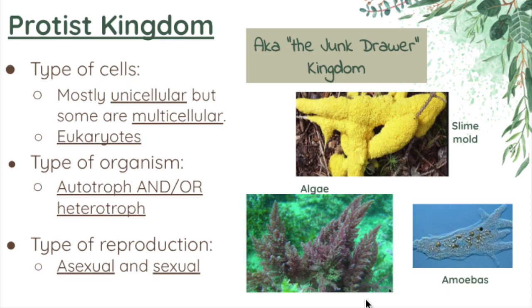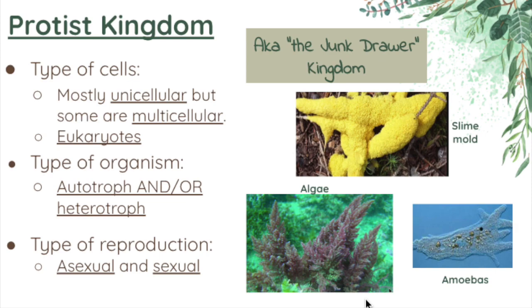They can be autotrophs, meaning they can get their energy from the sun, or they can be heterotrophs, meaning they can eat. Or there's some that are so cool where they're actually both, meaning if there's no sunlight, they might eat, or if all of a sudden there's nothing around to eat, they might be able to use the sun to get energy. So they kind of have the best of both worlds in that sense. And they're able to reproduce both asexually and sexually.